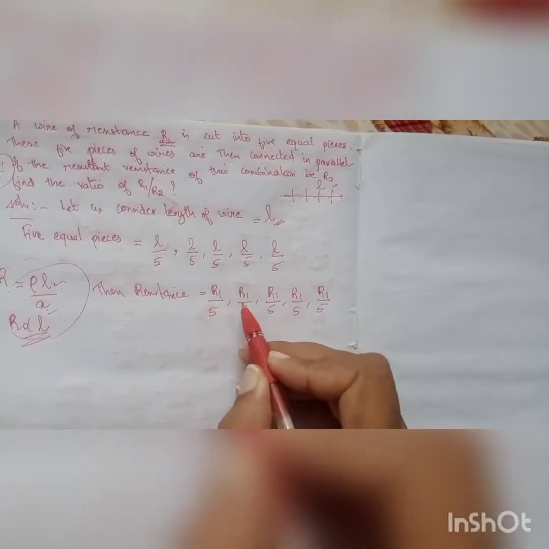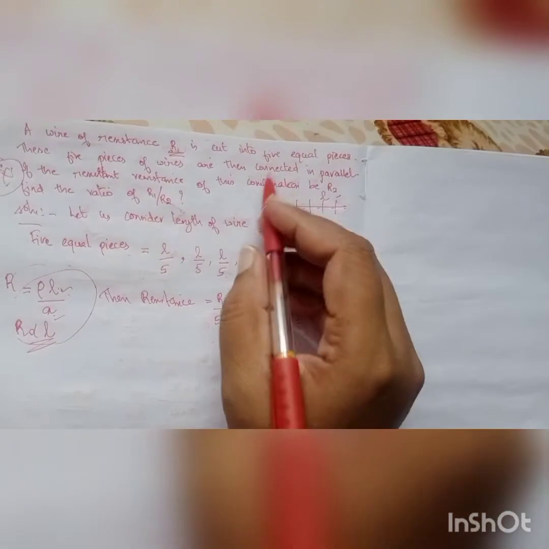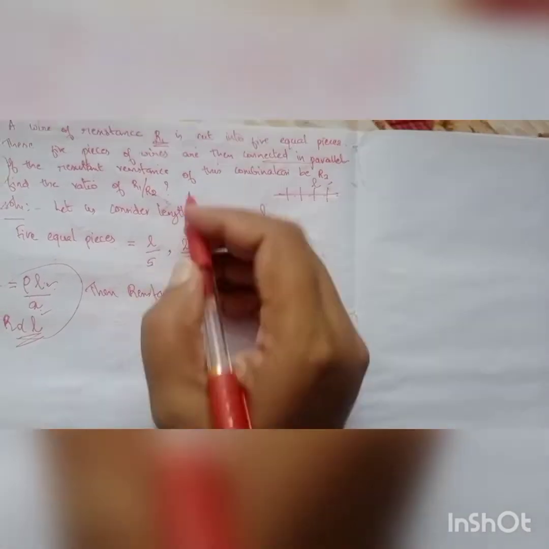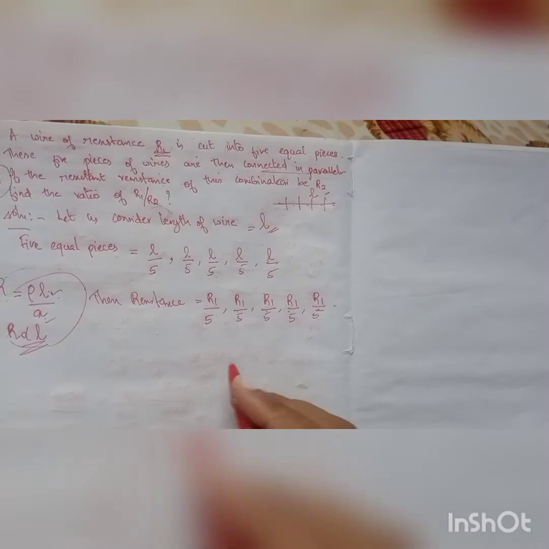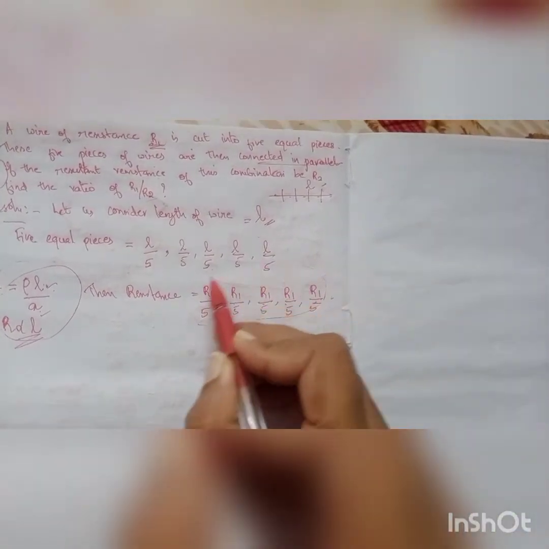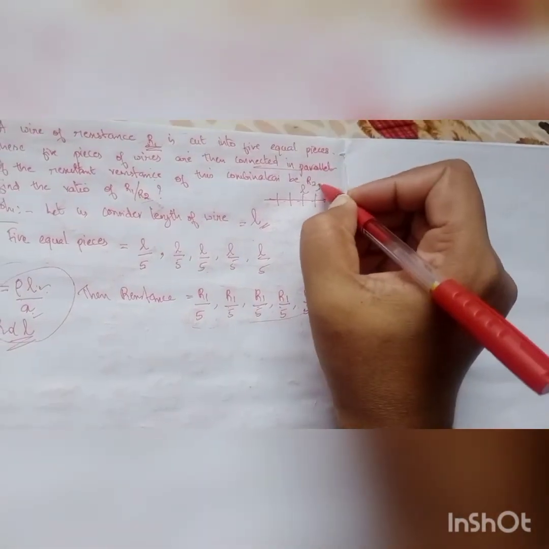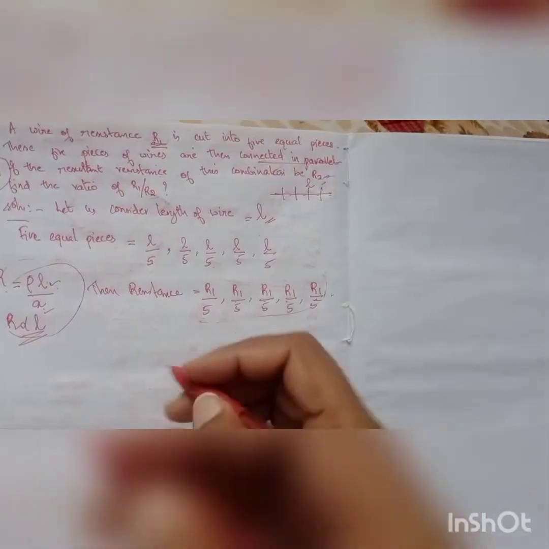Okay. Now we have 5 resistances, and they have given that they are connected in parallel. So when they are connected in parallel, the resultant resistance of this combination, that means when we connect these 5 resistances in parallel, the resultant value we get is R2.